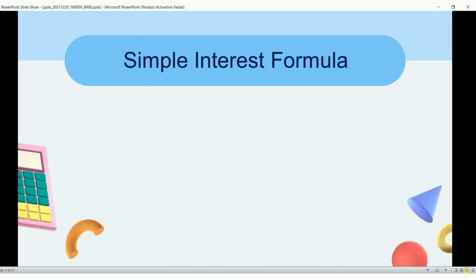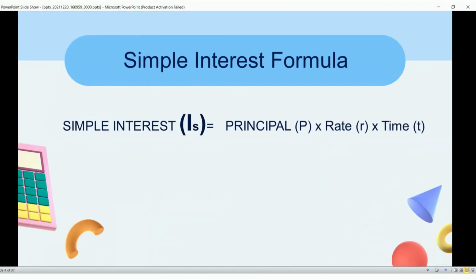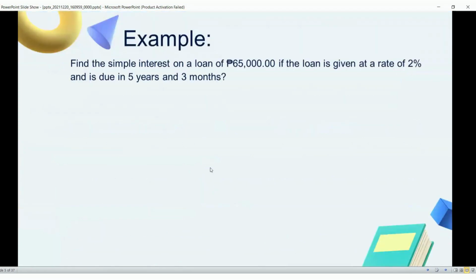So ito na yung simple interest formula. We have simple interest, I is equal to principal P times rate R times time T. Or, para mas madaling visualize, I is equal to PRT. Gamitin natin ito kung solve tayo ng problem. We have an example.